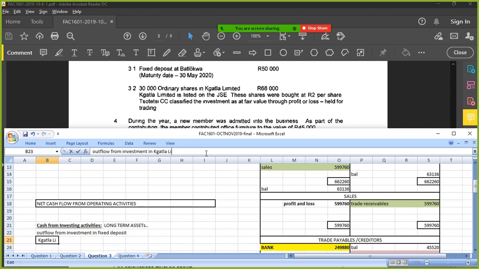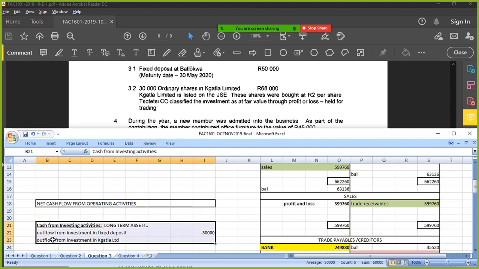Kagatla Limited, 2 outflows. So I invested 50,000 in the fixed deposit, and 68,000 invested on the JSE. This was classified as investment at fair value through profit or loss held for trading. So short term as well. But they're telling you it's short term, but because this is an asset and it's an investment, I would show it here as part of investing.